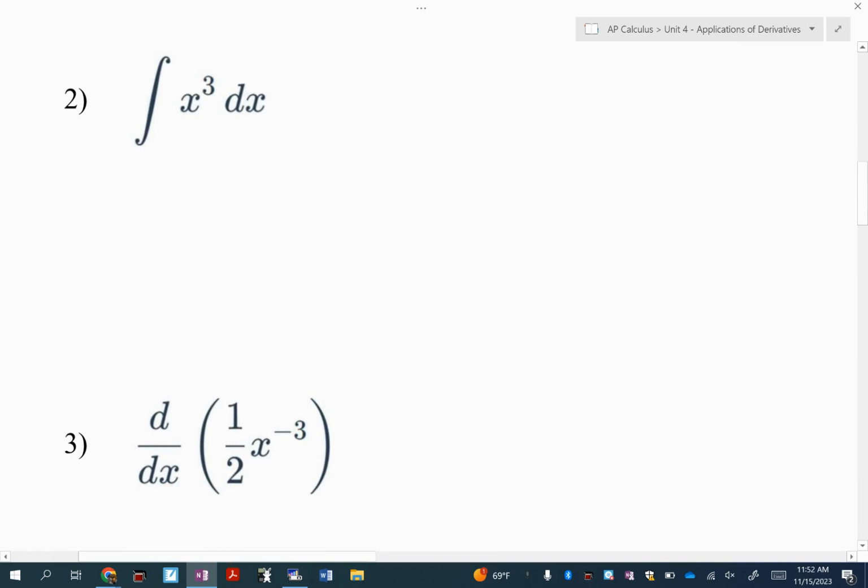Okay. The integral of x cubed dx. Is there a number in front? No. Remember, if there's a number in front, I always move it in front of the integral. So what I do here is I add 1 to the 3, which is 4. What's the reciprocal of that number that I just wrote? 1/4. And don't forget to put plus c.